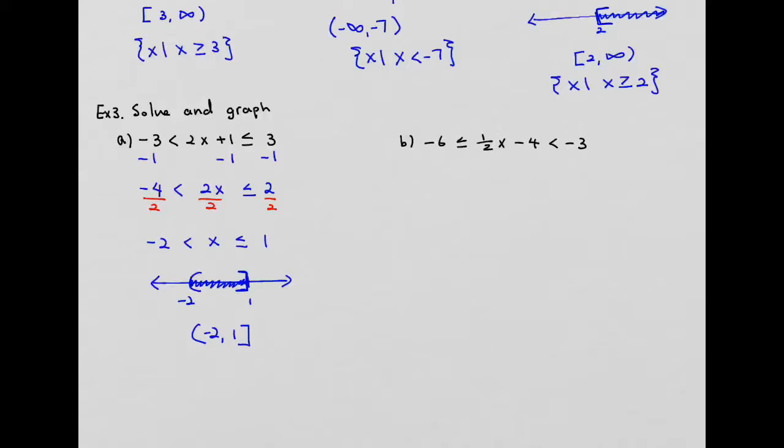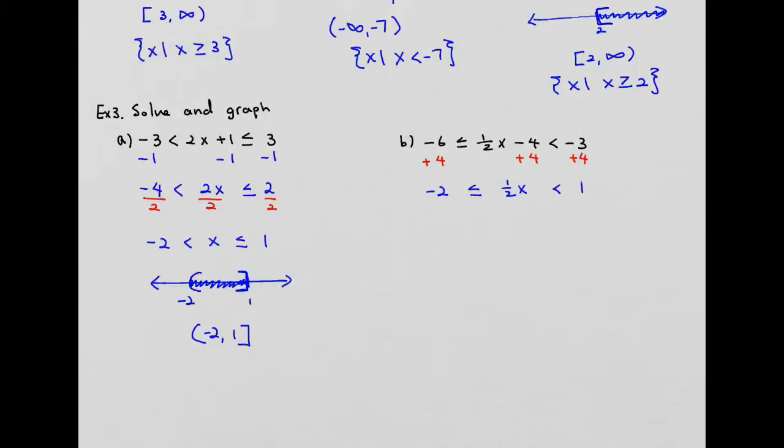What about B? So we do exactly the same thing. Whatever I do in the middle, I do on all three sides. So first I need to add 4. If I have to divide by a negative or multiply by a negative number here in a compound inequality, then I have to flip my inequality also. But so far I'm not doing that, right? I add 4. Then I will have negative 2. And that will be 1/2 x. And that will be positive 1.